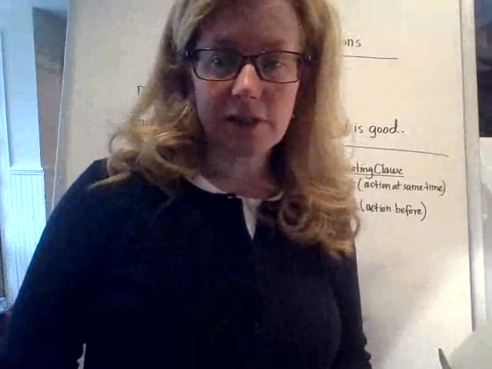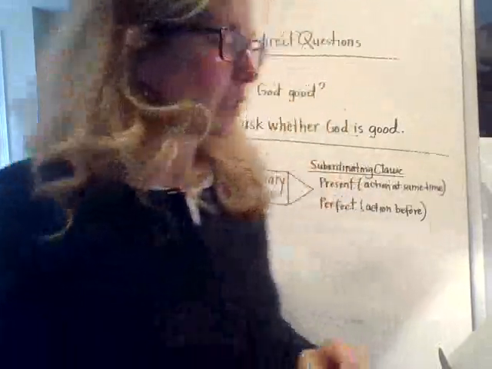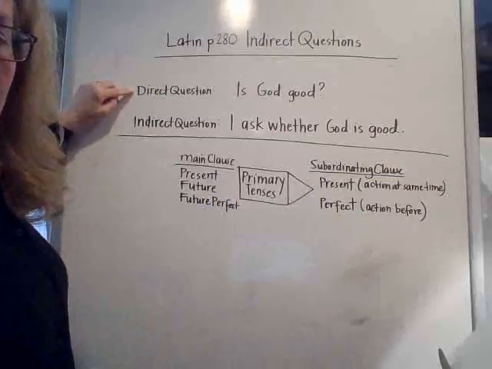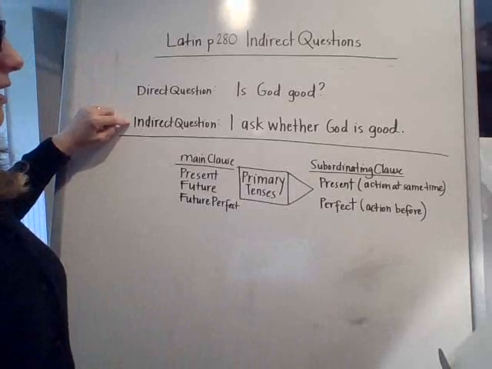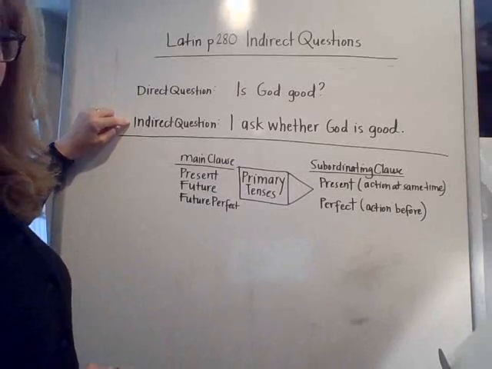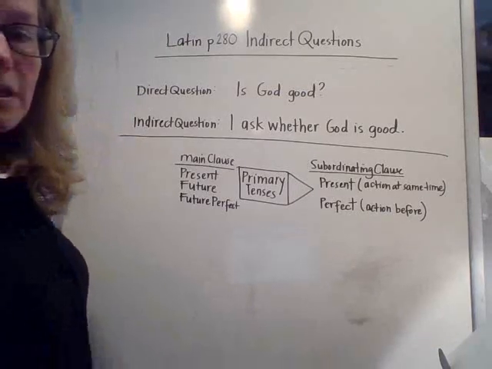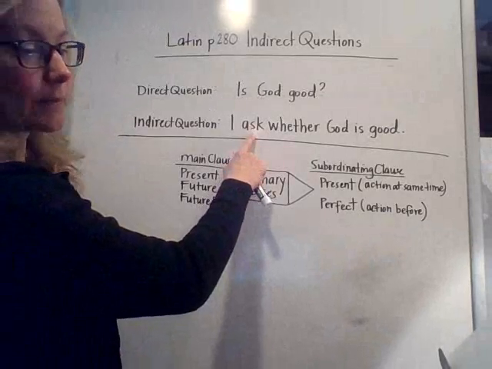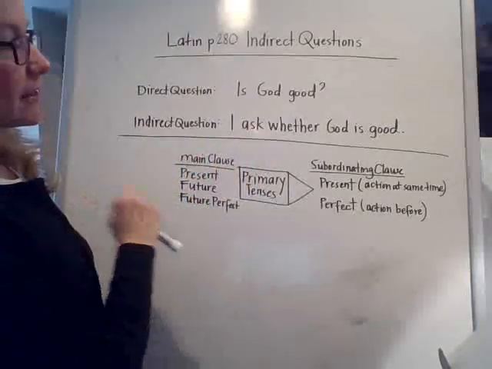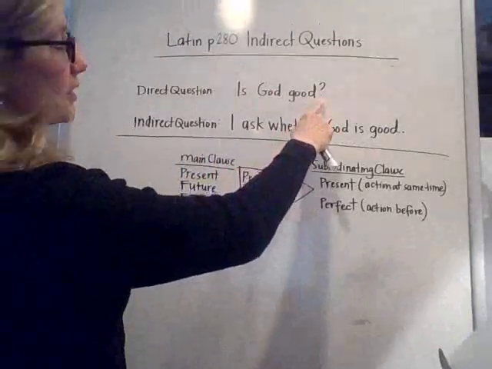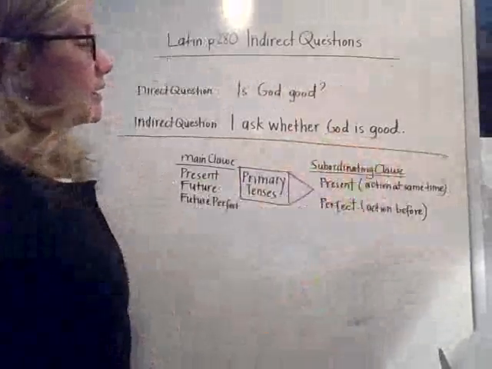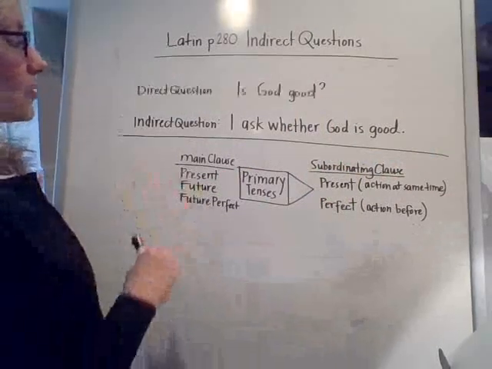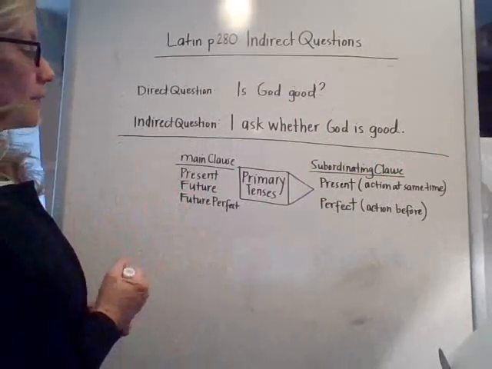So let's look at the difference between a direct question and an indirect question. Here's a direct question: is God good? And similarly, an indirect question says, I ask whether God is good. With indirect questions, they depend on a verb of asking or saying or thinking. Also, another difference is that a direct question ends with a question mark and an indirect question ends with a period.